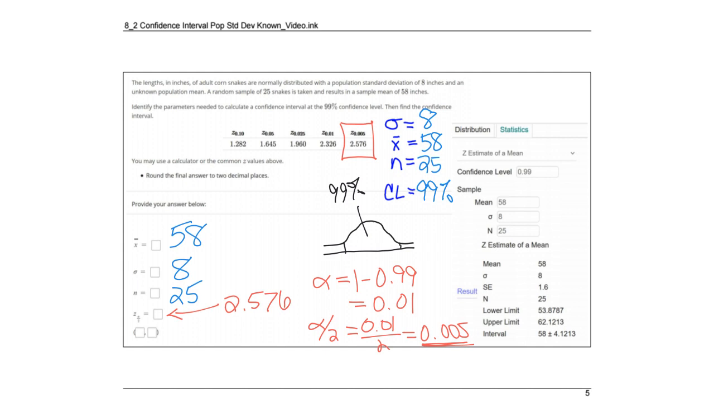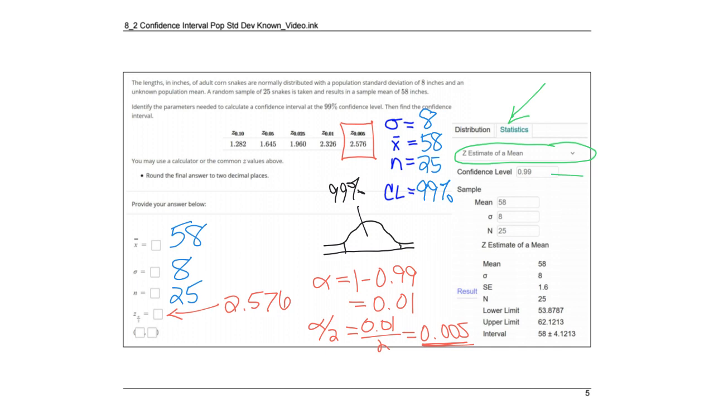Okay, so we could use the formula. We could find the margin of error E. We could subtract it from the sample mean and add it to the sample mean, but we have GeoGebra. So we're going to go into GeoGebra Classic. We're going to hit probability, but when we see the normal graph, we're going to hit the tab for statistics. And then we're going to change the drop-down menu to Z estimate of a mean. That's how we're going to get a confidence interval.